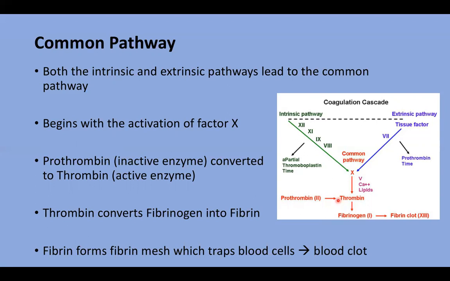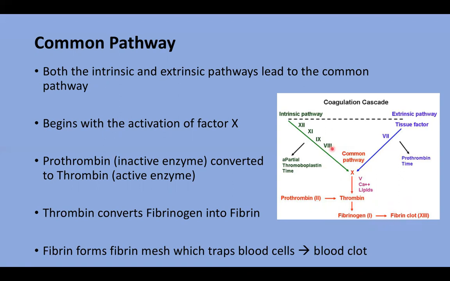The active enzyme thrombin is then going to convert the protein fibrinogen, which is inactive and in our plasma at all times, into an active form called fibrin. It's this active fibrin that is going to form the fibrin mesh that is going to trap the blood cells and form the blood clot.